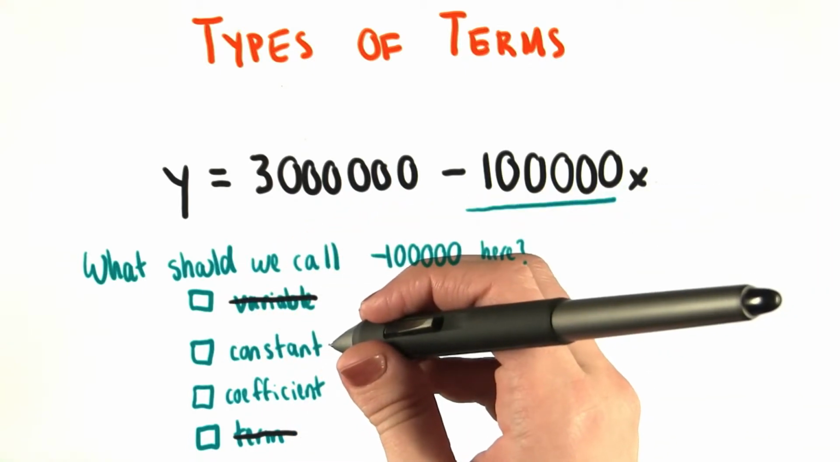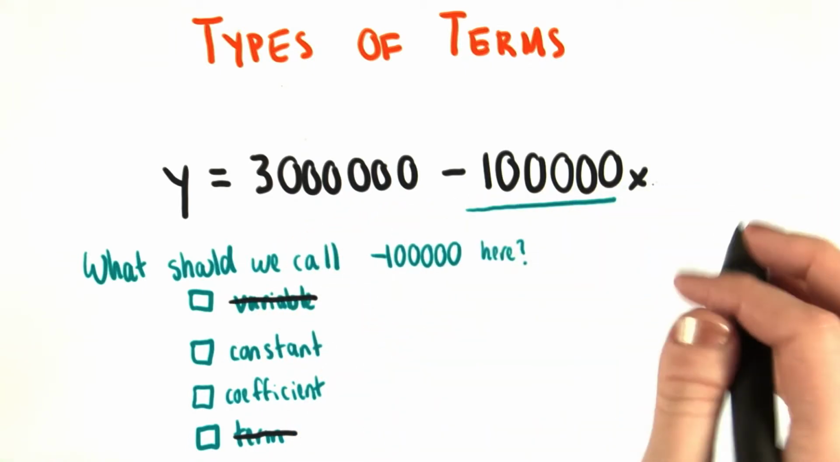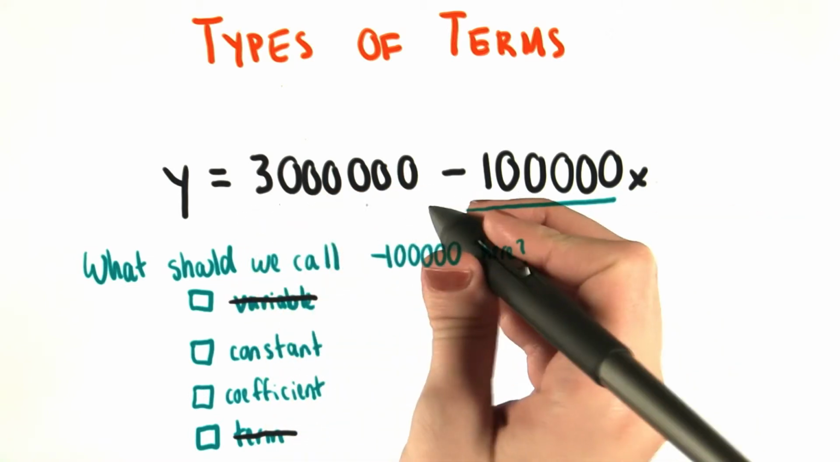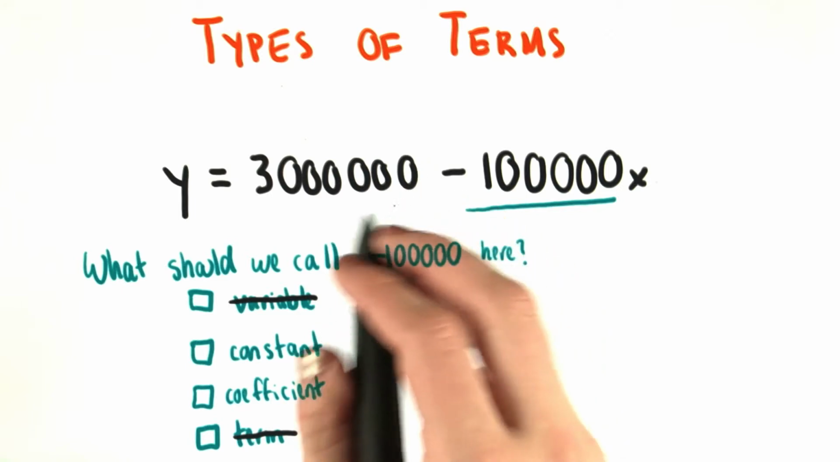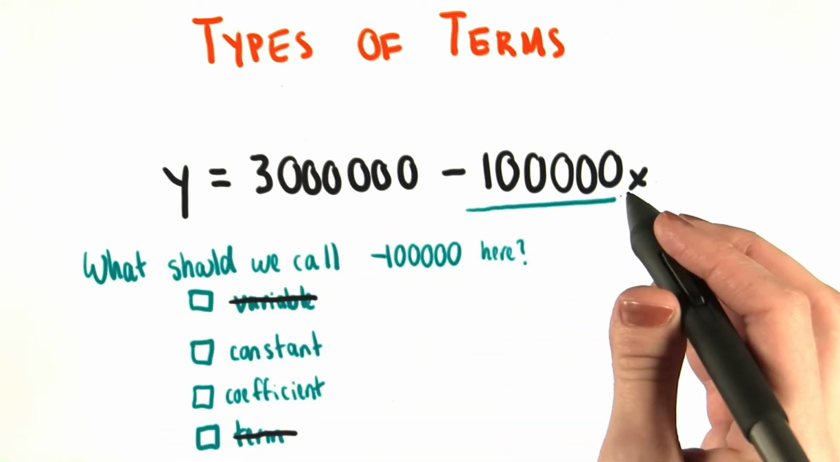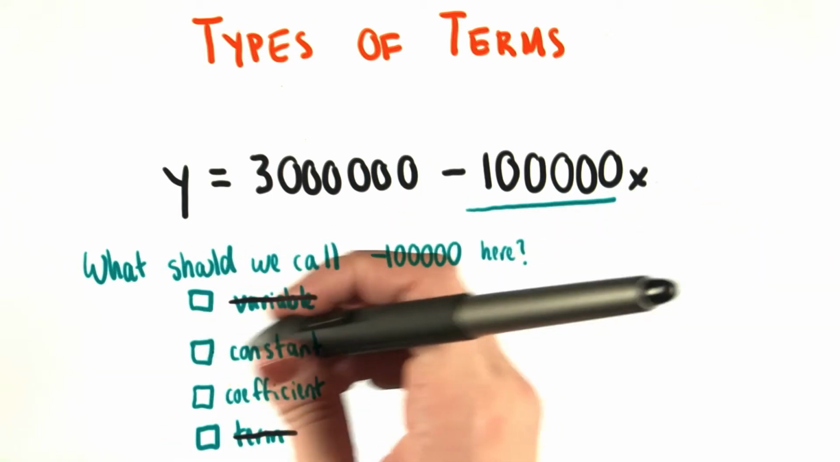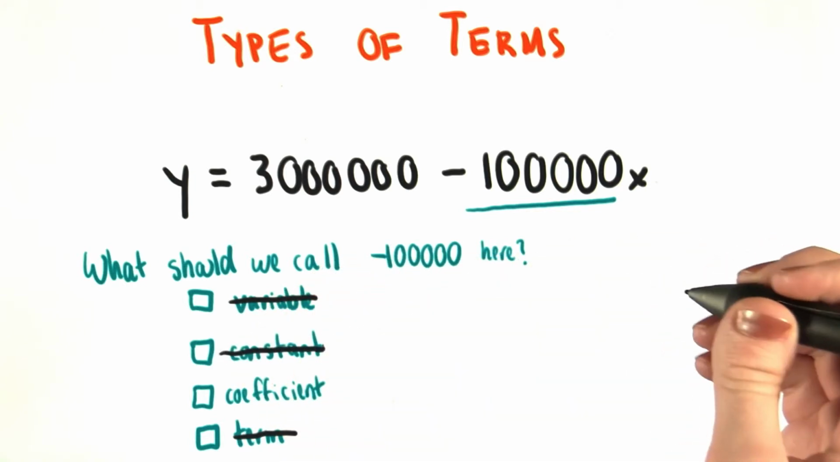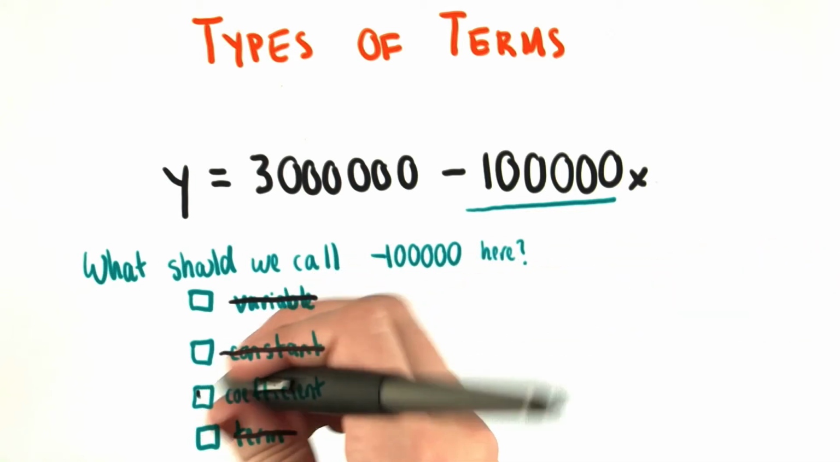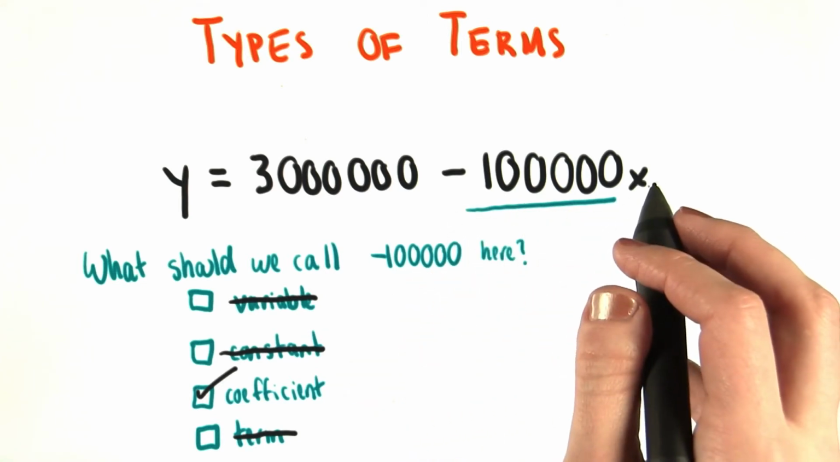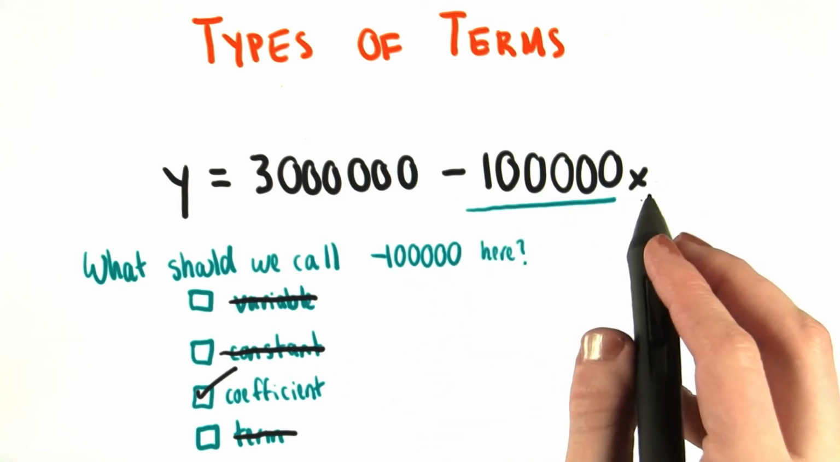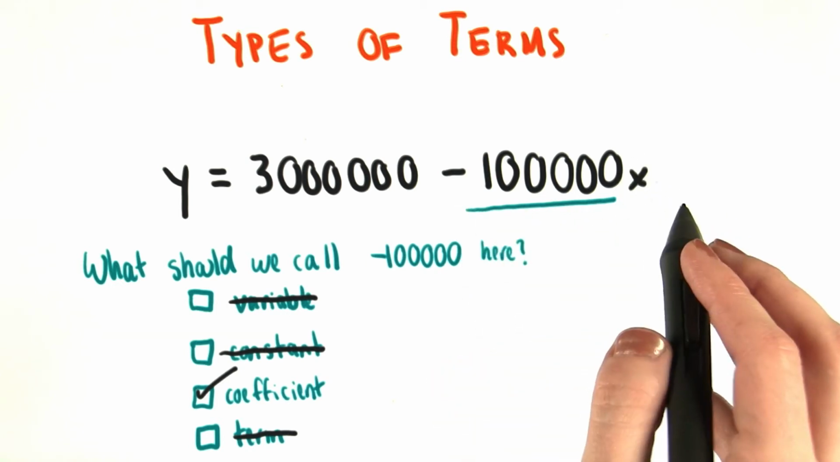Constant was the word that we used for numbers that were terms on their own, things like 3 million right here. This is something that is a term by itself that has no variables as part of it. Negative 100,000 is not standing on its own, it's multiplied by x, so this is not a constant either. That leaves us with coefficient. Remember that coefficients are the number parts of variable terms. So there are numbers that are multiplied by variables to create variable terms.